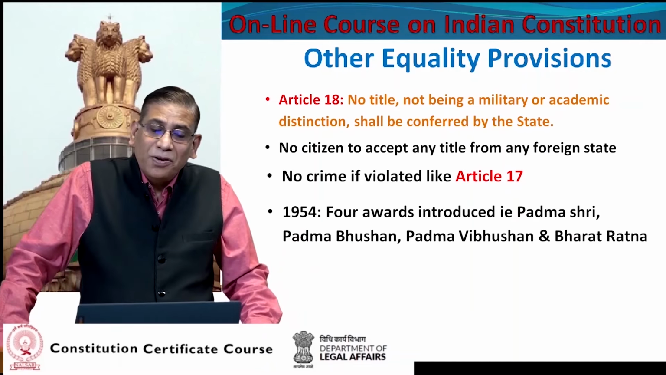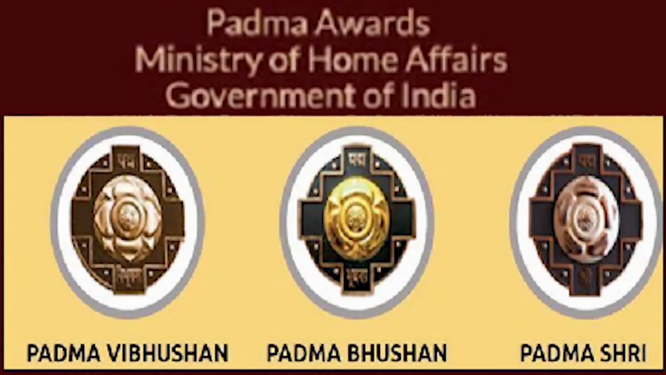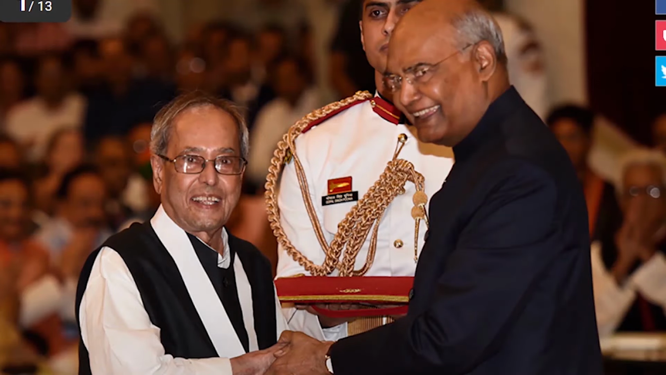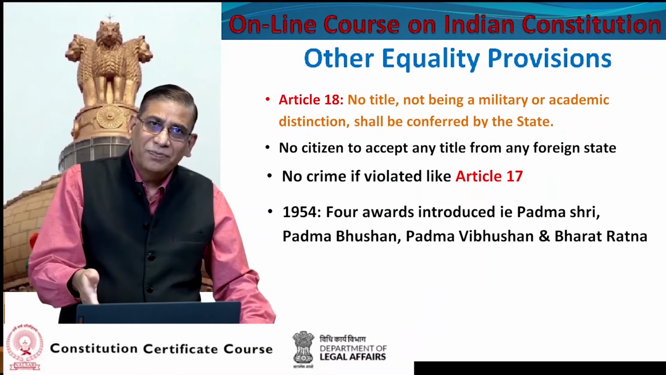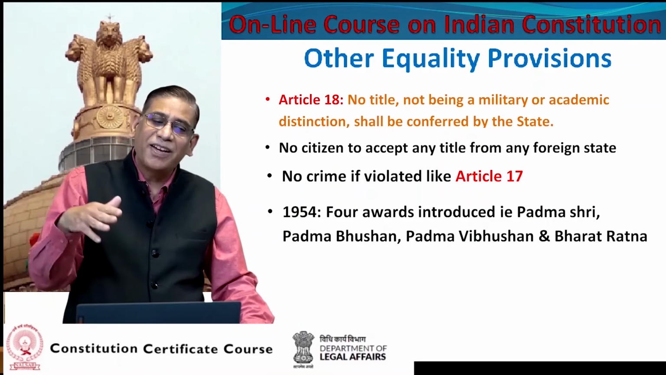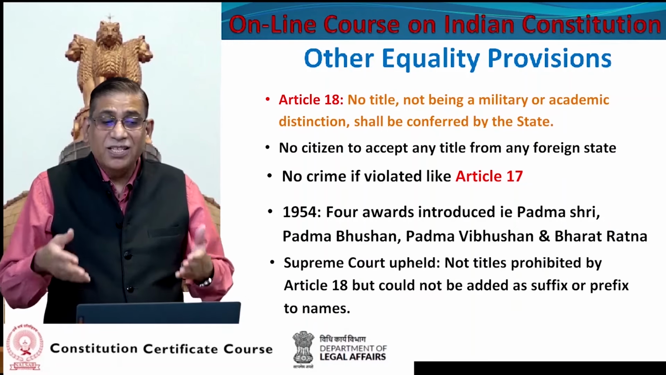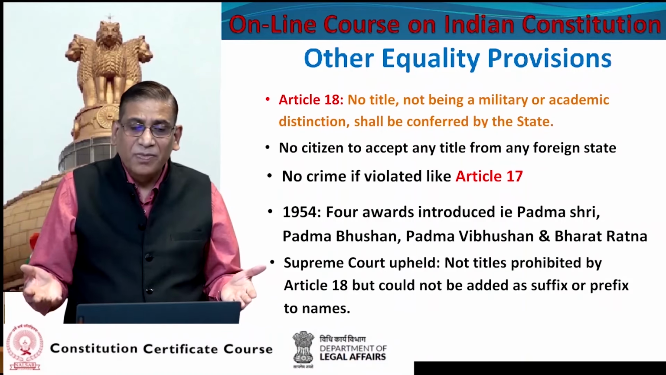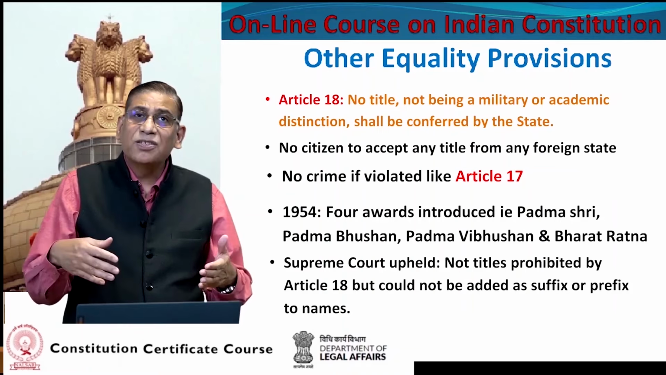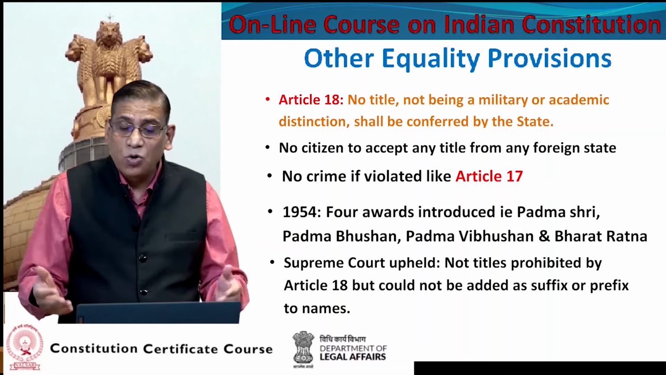In 1954, Government of India introduced 4 awards: Padam Shri, Padam Bhushan, Padam Vibhushan and Bharat Ratna. These awards were abolished by the Janata government in 1977, but when Mrs. Gandhi came back to power in 1980, they were reintroduced. Supreme Court upheld these awards by saying that they are not the titles which Article 18 prohibits, but the court said that these titles or awards cannot be added as suffix or prefix to names.